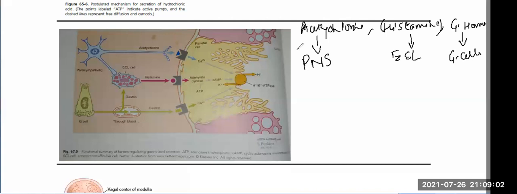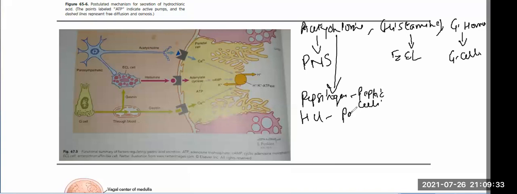acetylcholine, which is secreted by the parasympathetic nervous system, will excite secretion of pepsinogen. It will excite secretion of pepsinogen by peptic cells, and HCl, we know, by parietal cells. Then you have mucus by mucous cells.